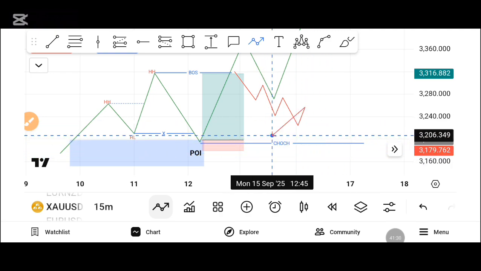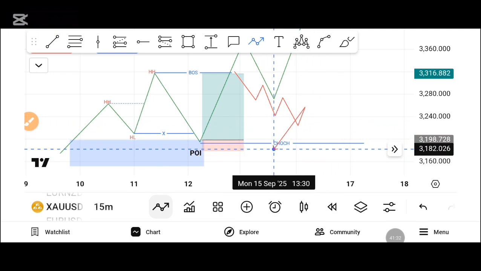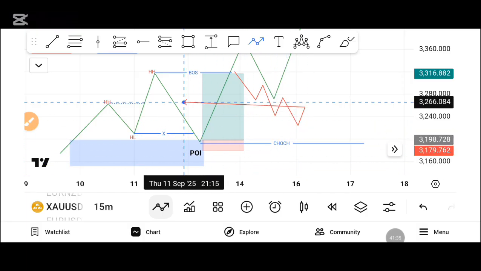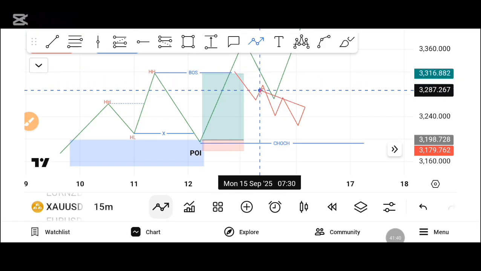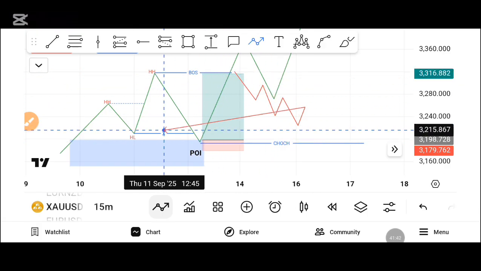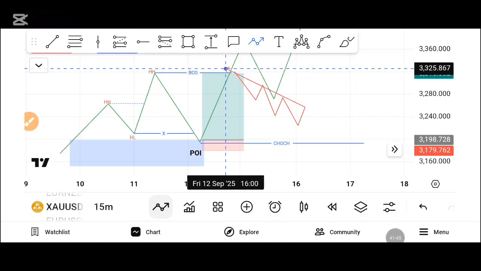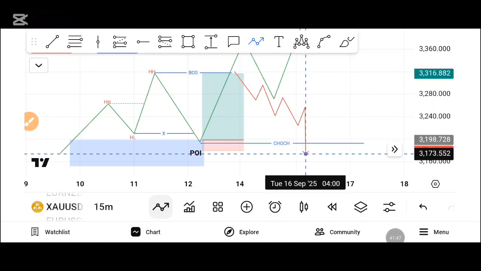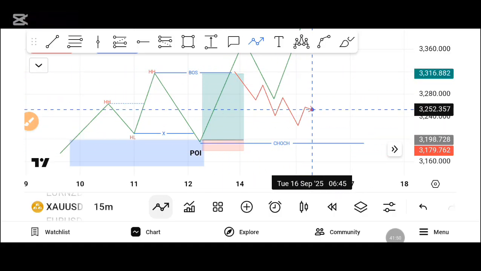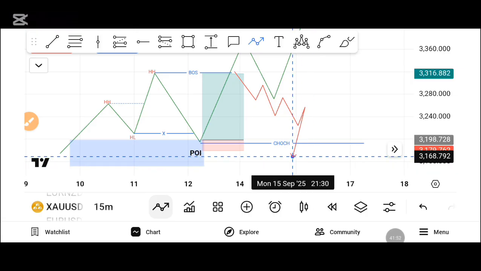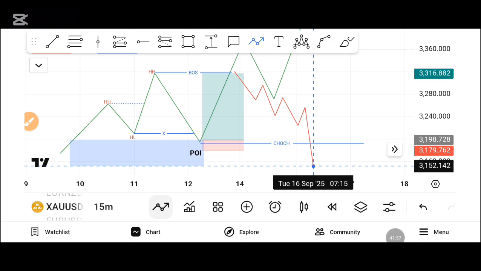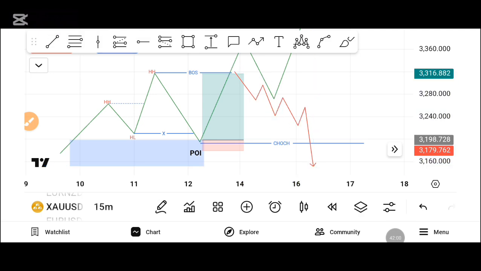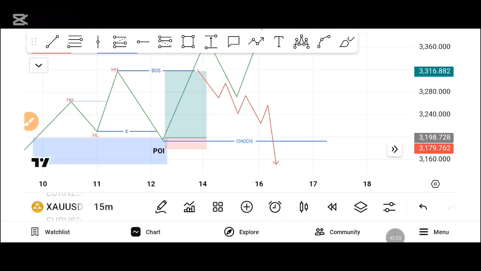Why is it a change of character? It is a change of character because it took out inducement here and gave us a valid break of structure. So this is our CHoCH. We don't want to see the market close below this point. If price gives us a close below this point, that means price has changed character. So this is now our change of character.